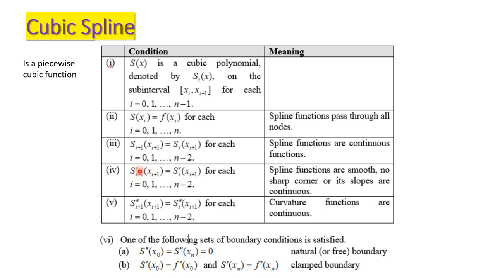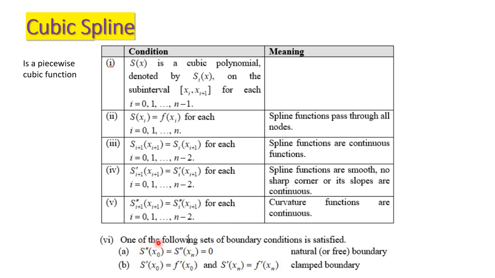Condition 4: the first derivative, S prime i plus 1 equal to S prime i. It means spline functions are smooth, no sharp corner, or their slope is continuous. And then condition 5: the second derivative, S double prime i plus 1 will be equal to S double prime i. It means that the curvature is continuous.